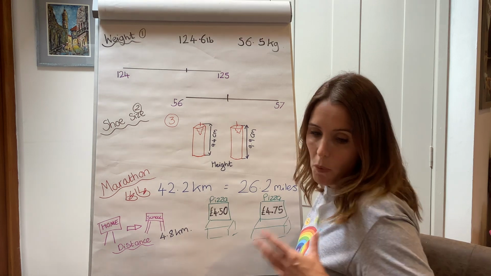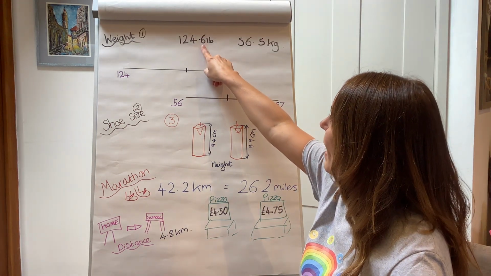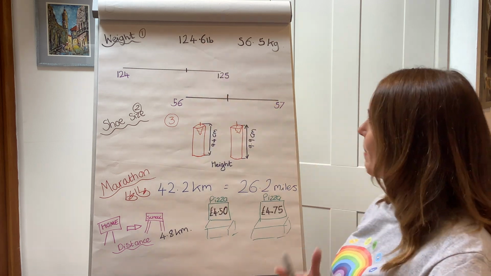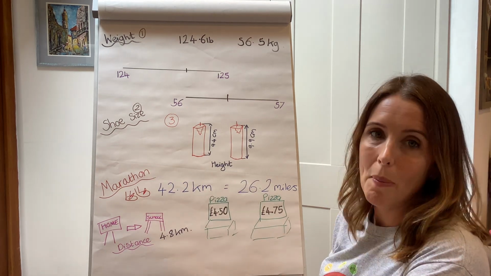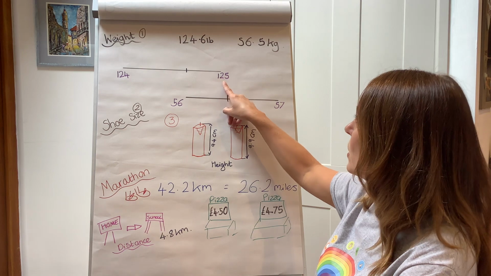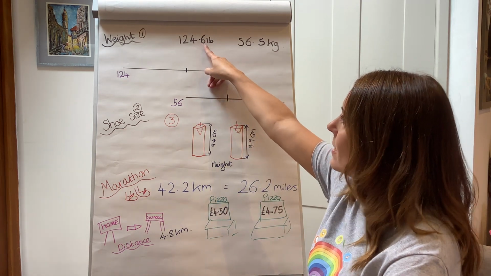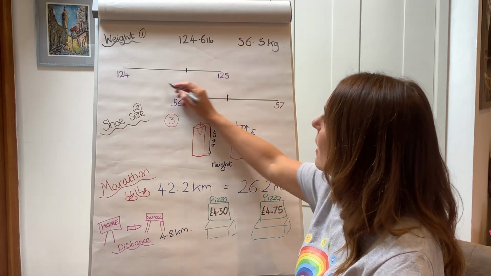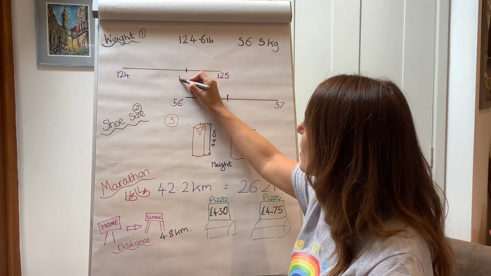Okay, so talking about weight at first. This person weighs 124 pounds and 6 ounces, or 124.6 pounds. So they're not 124 pounds because they're a little bit more than that. And they're not 125 pounds because they're a little bit less than that. So this 0.6 is a way of describing that a little bit extra than the whole one that they are. So they're 124.6 pounds.